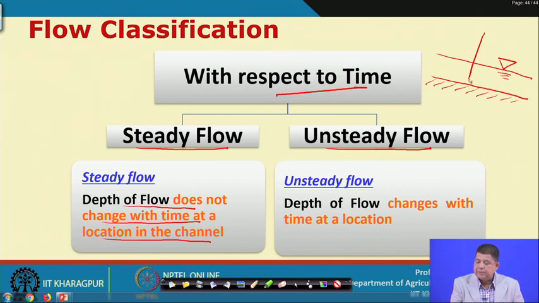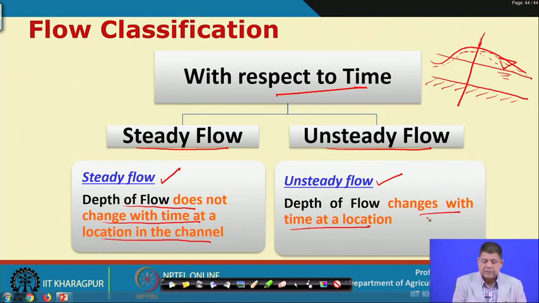So, if you consider a particular location and measure the depth of water over a period of time, there will be no change in the depth of flow. So, with respect to time at a particular location, the depth of flow does not change. That is steady flow, whereas if the depth of flow changes with time at a location, then it is referred to as unsteady flow. If at a particular place after some time the flow has a different depth, then it is referred to as unsteady flow.